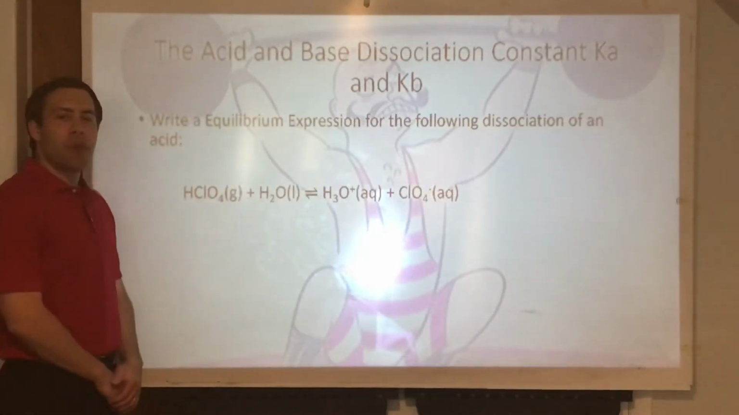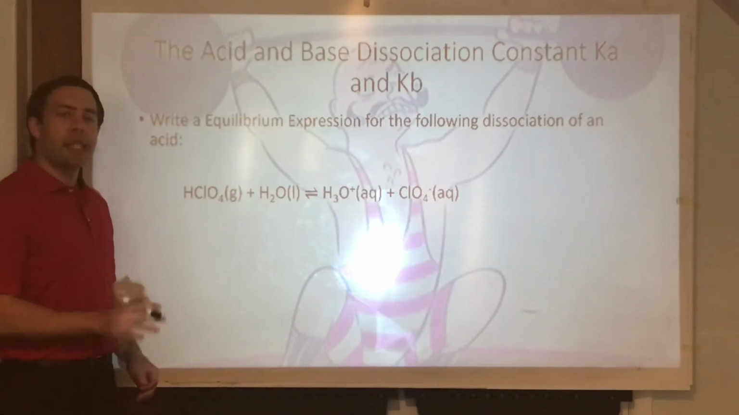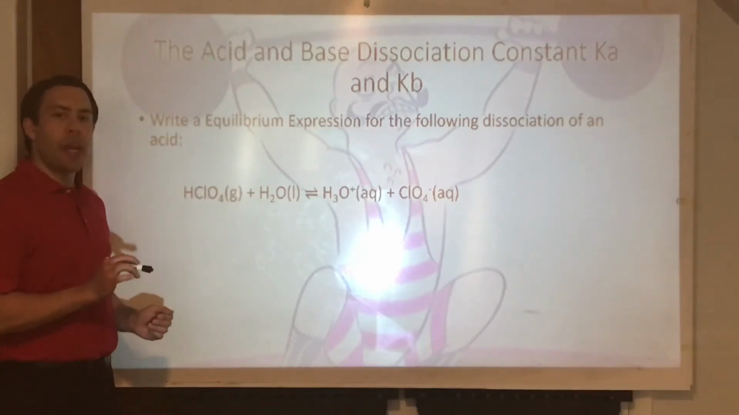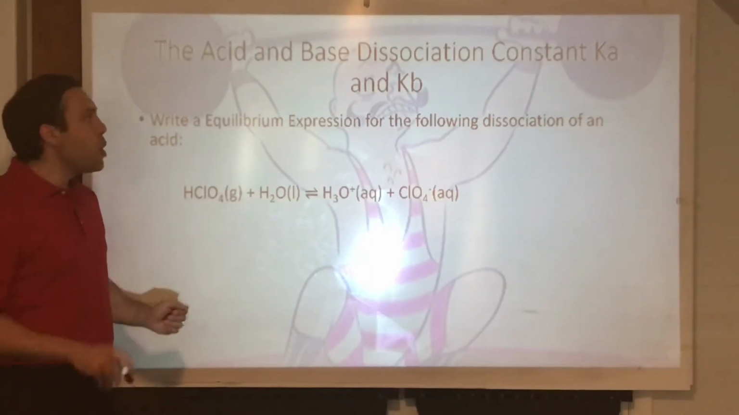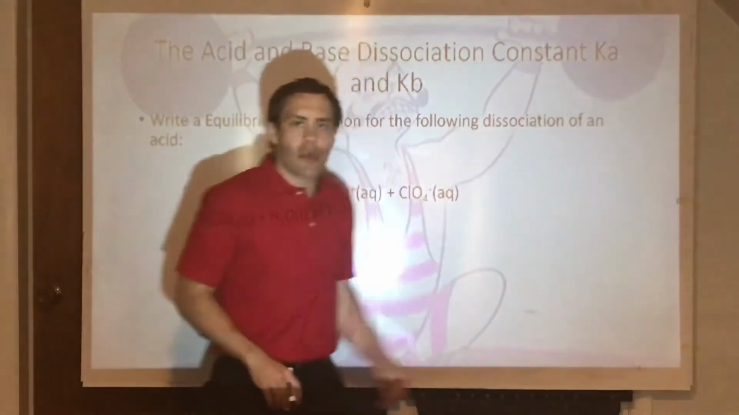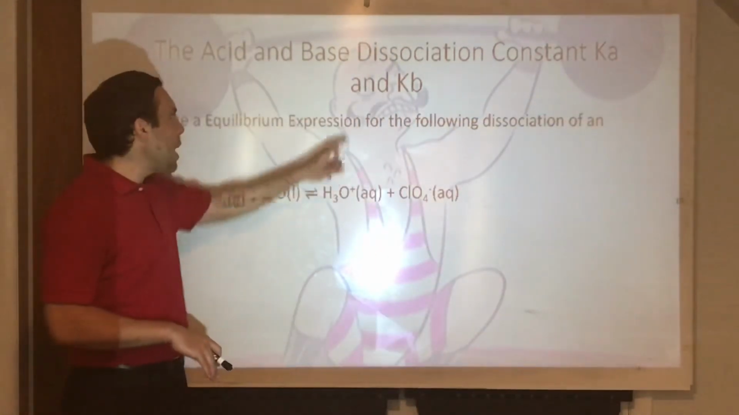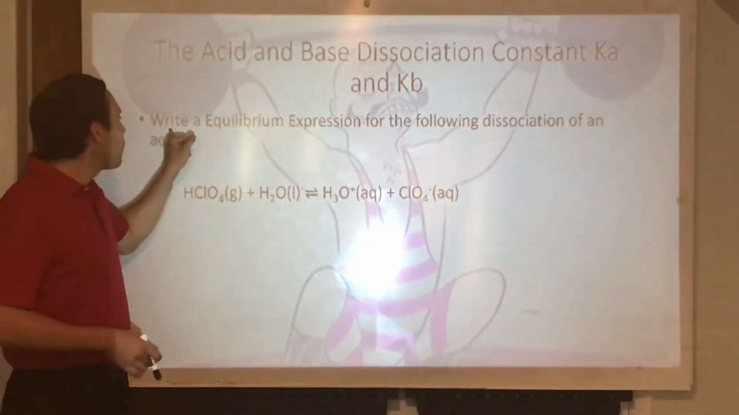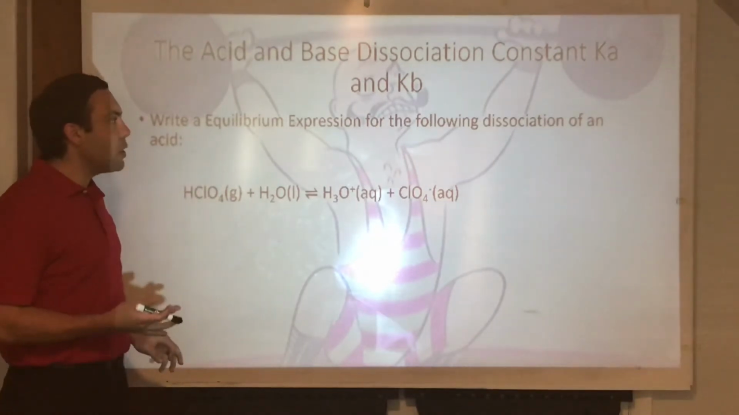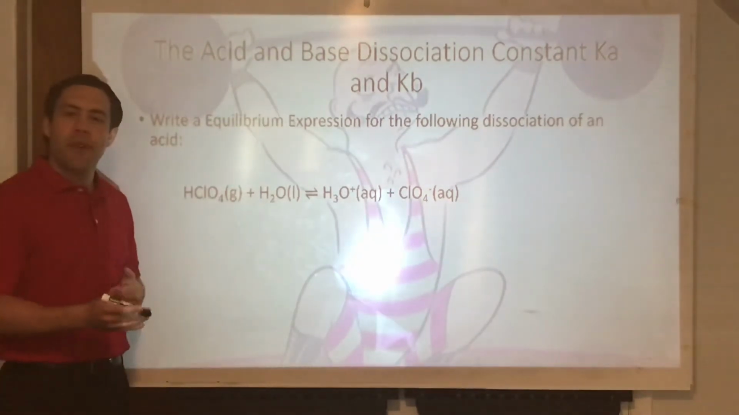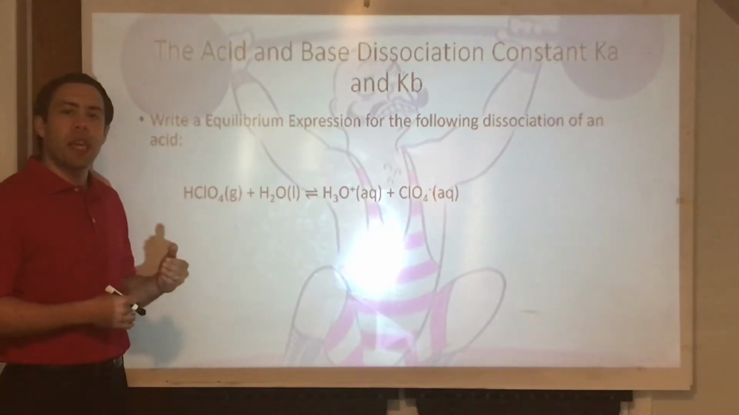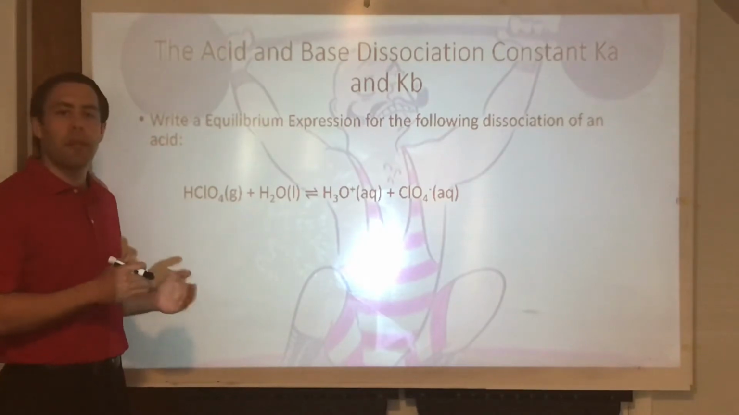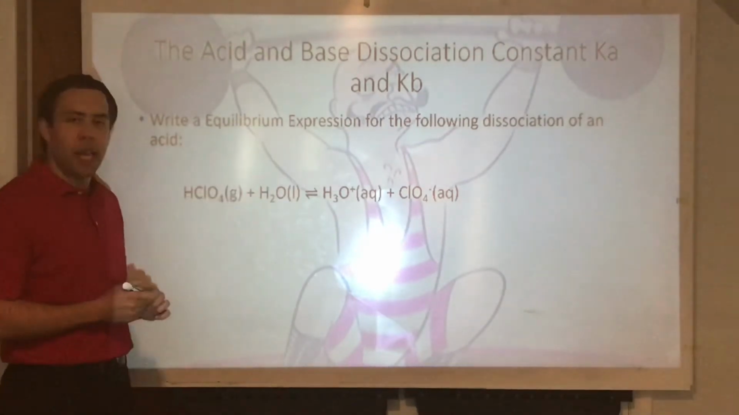And that brings us to the purpose of today's lesson. We can write dissociation constants for both acids and bases. If we're writing a dissociation constant for an acid, we would represent that by Ka. And if we're writing a dissociation constant for a base, that would be represented by Kb. For the model problem, write an equilibrium expression for the following dissociation of an acid. This is going to be very similar to what we did during the equilibrium unit. We are going to write, instead of an equilibrium constant, a dissociation constant.